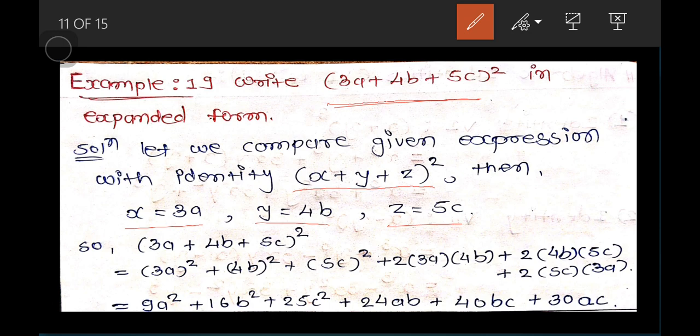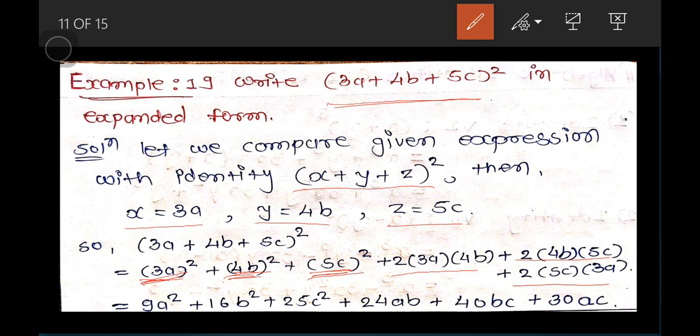Now we put the values in identity number 5 and we get (3a plus 4b plus 5c)² is equal to (3a)² plus (4b)² plus (5c)² plus 2 into 3a into 4b, first term and second term, plus 2 into 4b and 5c, that is second term and third term, and plus 2 into 5c into 3a, that is third term and first term. We rotate this cycle: first, second, second, third, third, first.